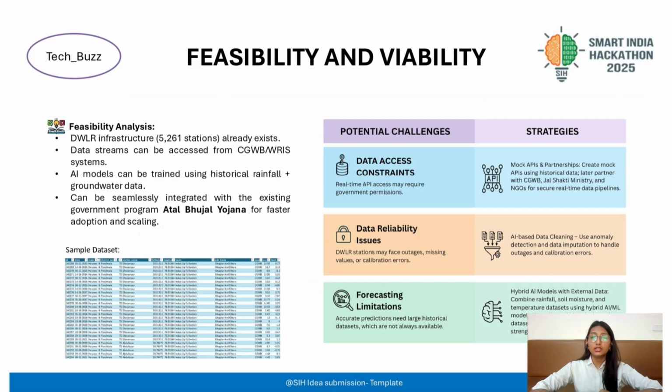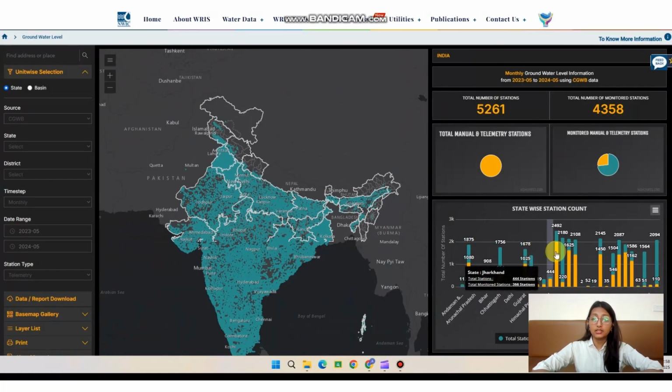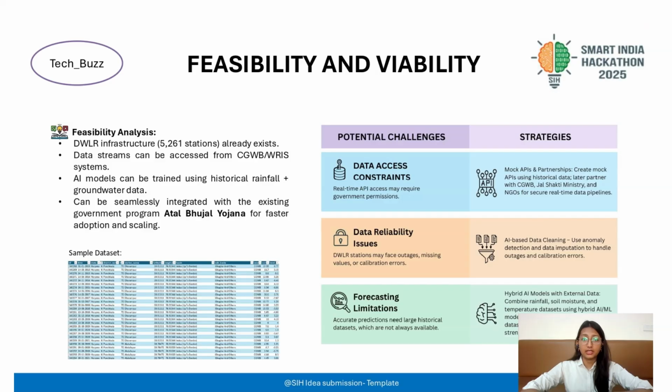Our solution is not just innovative but also practical. The DWLR infrastructure already exists with 5,261 stations across India. Historical data is available for training AI models. Mock APIs simulate real time streams, and once we get API permissions, we can connect directly to the government datasets. It can also be integrated with programs like Atal Bhujan Yojana for faster adoption.